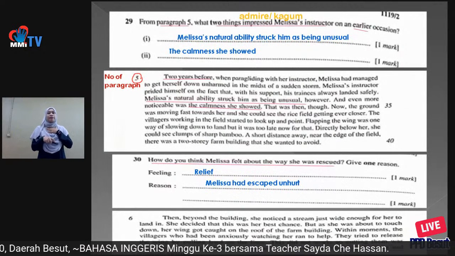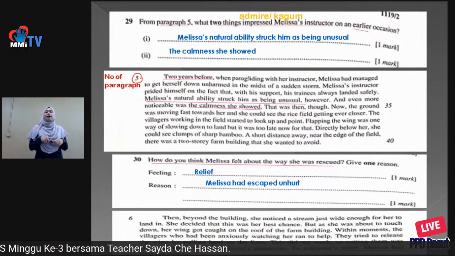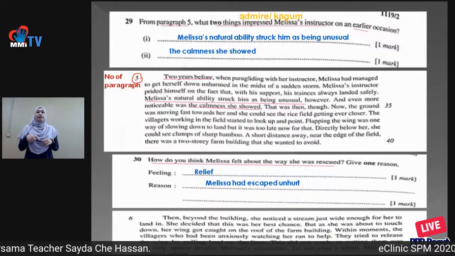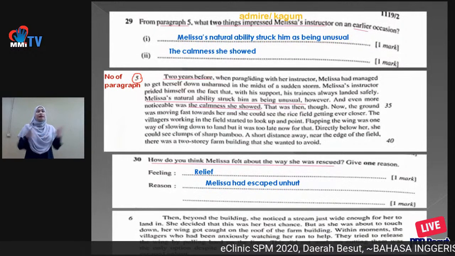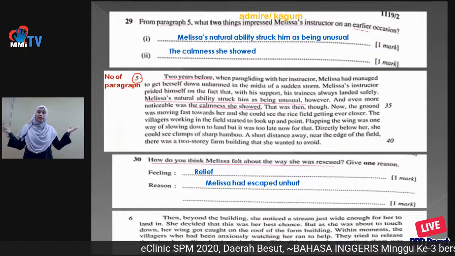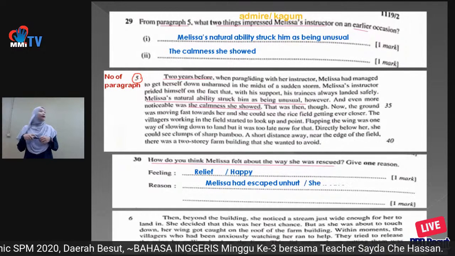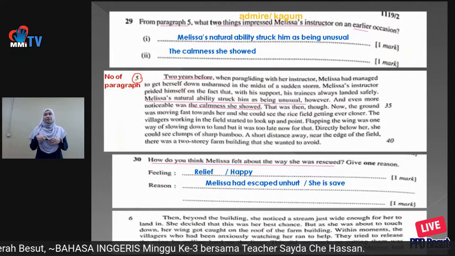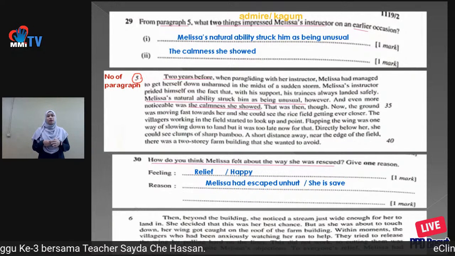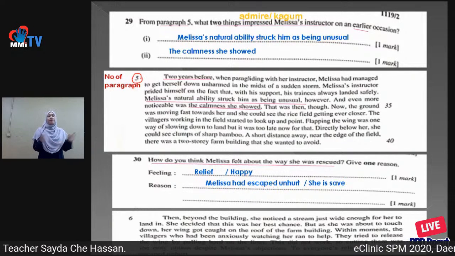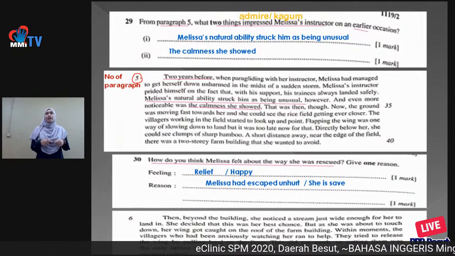Maybe once you read the whole passage, kamu cakap, dia selamat ni budak ni. And then, kamu nak cakap happy je. Feeling yang paling senang sekali semua tahu happy. Bila je lah happy. But then you have to give the reason. Kenapa happy? Because she is safe. Kalau tak ada is pun tak apa. She safe. Dah kamu tulis gitu. Happy, she safe. Happy, Melissa safe. Betul dah. Your answer is correct already.